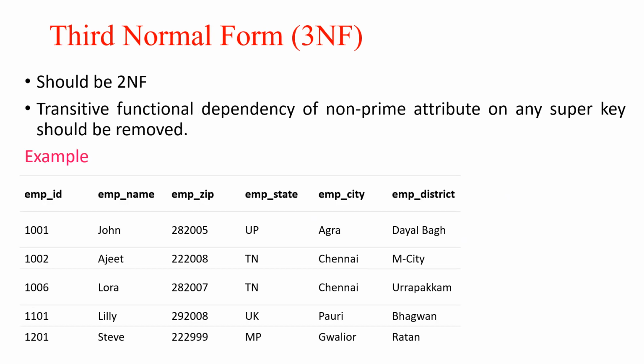The next one is the third normal form. The table design is said to be in third normal form if it satisfies the following rules. The table should be in the second normal form, and transitive functional dependency of non-prime attribute on any super key should be removed. A functional dependency is said to be transitive if it is indirectly formed by two functional dependencies. For example, we can consider X to Z as a transitive dependency.